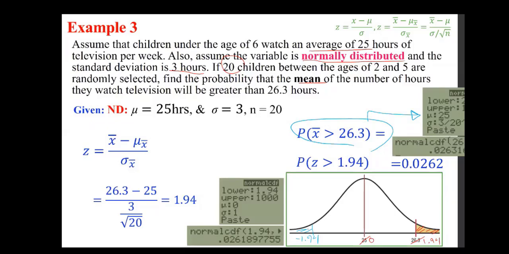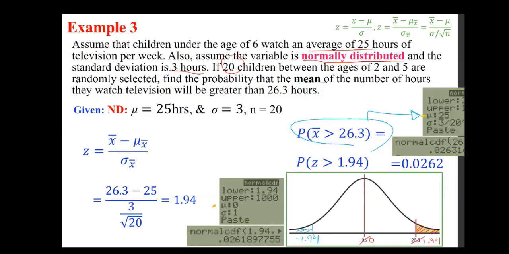What is the lower limit? 26.3. What is the upper limit? Again, honestly, if you put 1,000 or even 100 works. What is the value of mu? The mu remains as 25, not z. Remember, mu of 25 corresponds to the z-score of 0. This is the mu, and this is the mu. Mu of 25 corresponds to the z-score of 0.